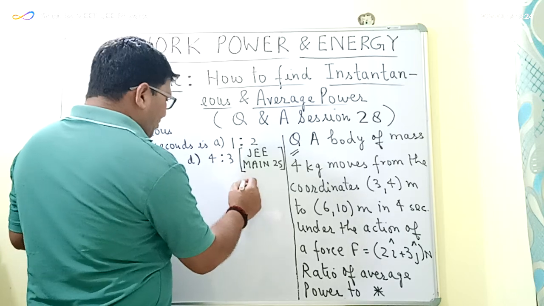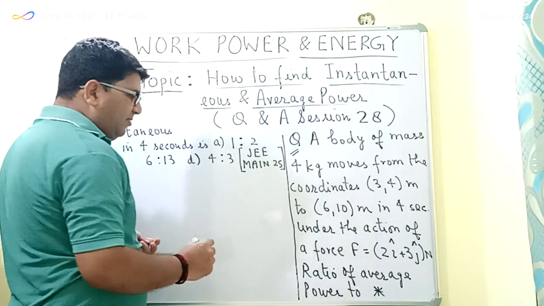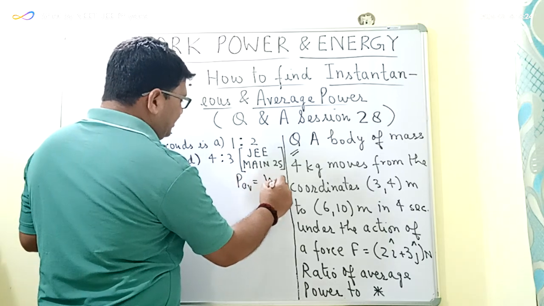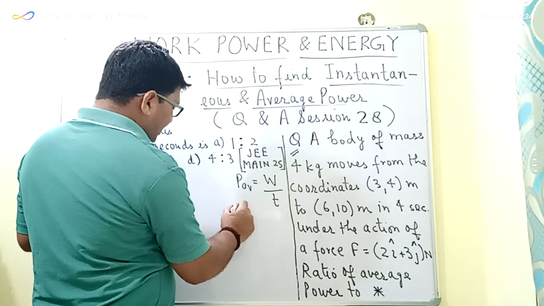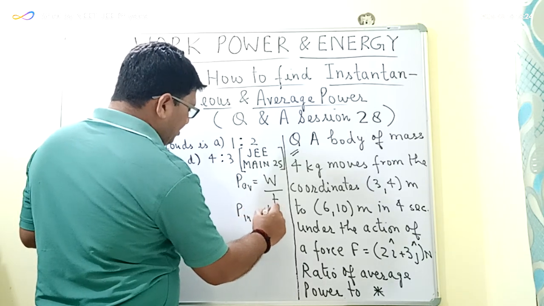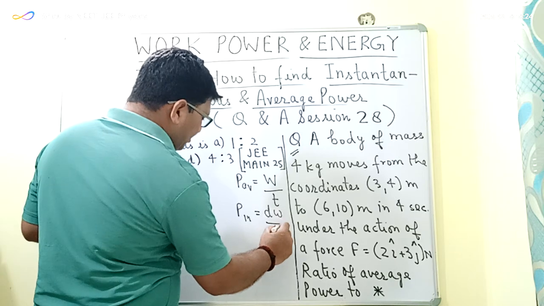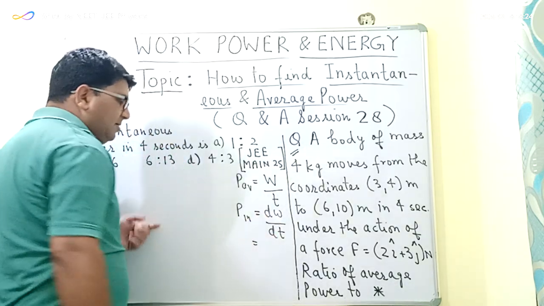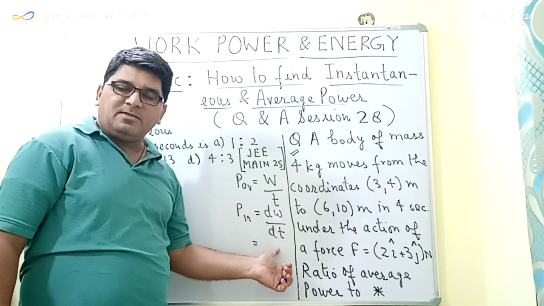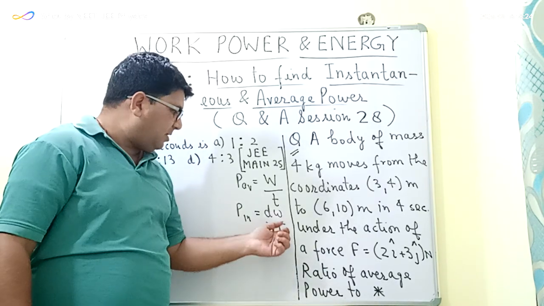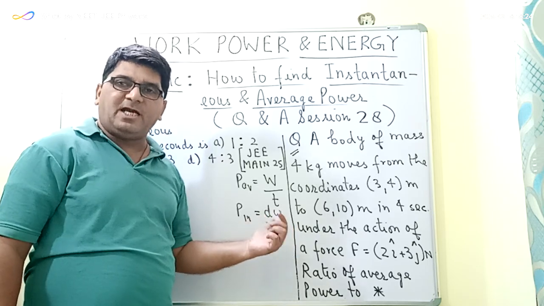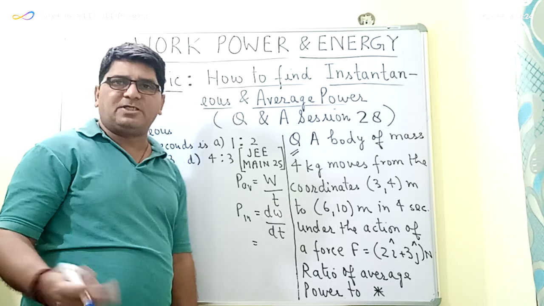So first of all, we will revise what the instantaneous power and the average power are. Average power is equal to the total work done divided by the total time interval, and the instantaneous power is equal to dW upon dt. So this is basically the rate of work done at any moment of time, or we can say that this is also the rate of energy transfer at any instant of time.